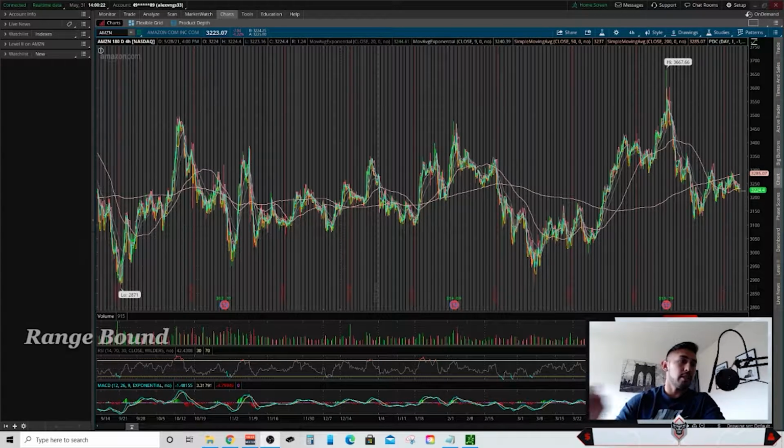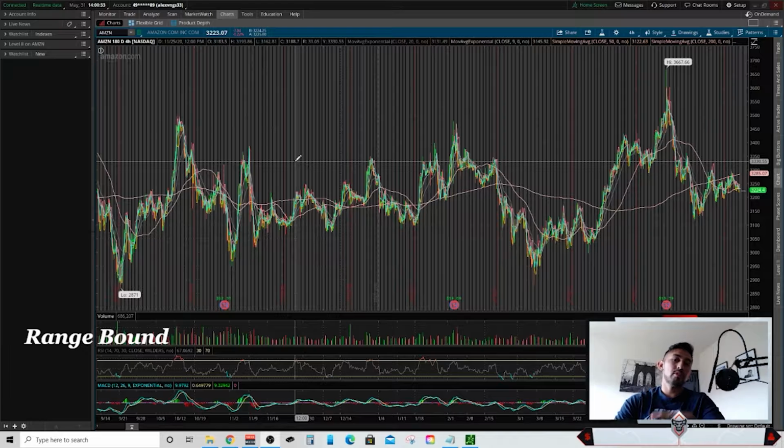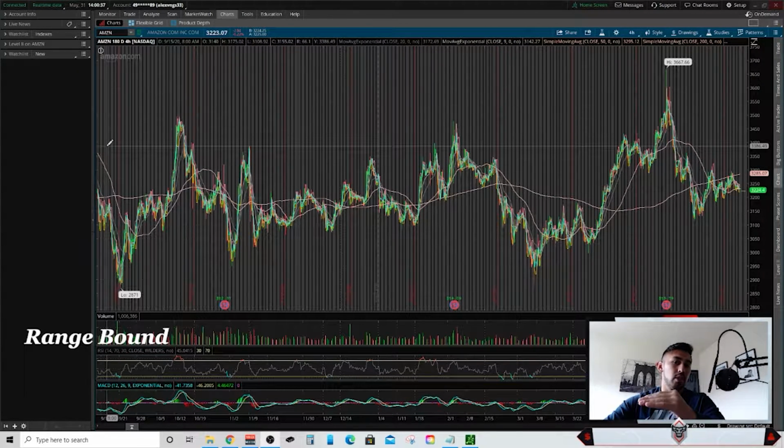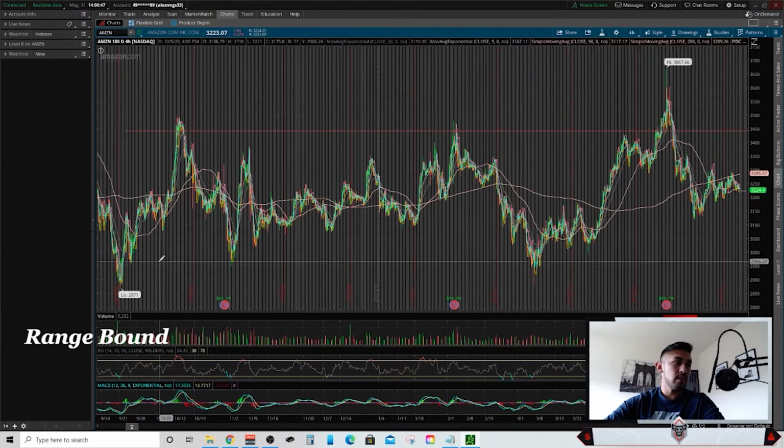So the first one, like I said, is range bound. And we're going to be using Amazon for each and every one of these examples because we can. So when it comes to range bound support and resistance, these are the horizontal levels on a stock price that it tends to stay between. And for Amazon, we can see that there's these extremities out here that tend to hold as resistance. And there's some extremities out here that tend to hold as support.